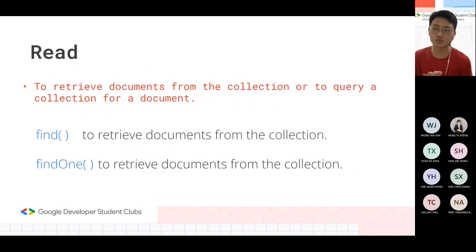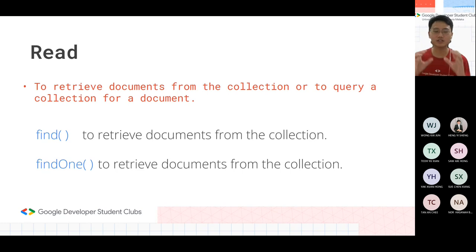Okay, so the second CRUD operation is read. Very easy, it is to retrieve your documents from the collections, or you want to query a collection for a document. So the first one is find. There's no findAll, but if you want to write a findAll function inside of Node.js, it also can. But by default, we just use find.